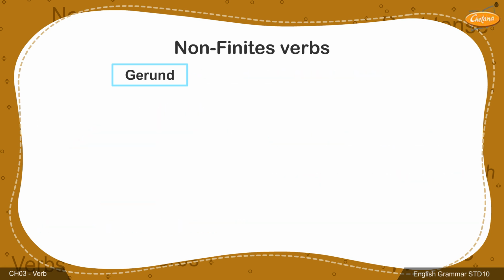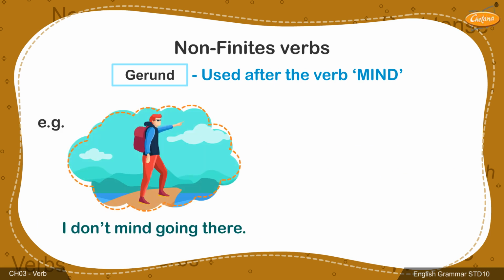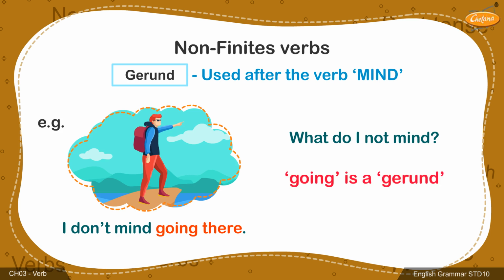The fourth use of a gerund is that it is used after the verb mind. I don't mind going there. What do I not mind? Going there. Hence, going becomes a gerund in the given sentence.